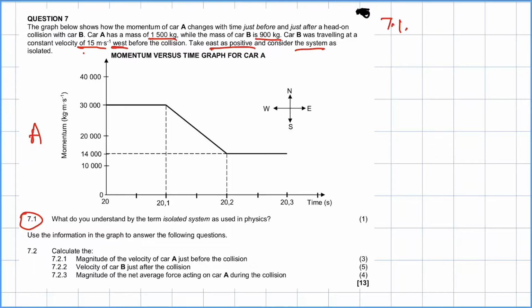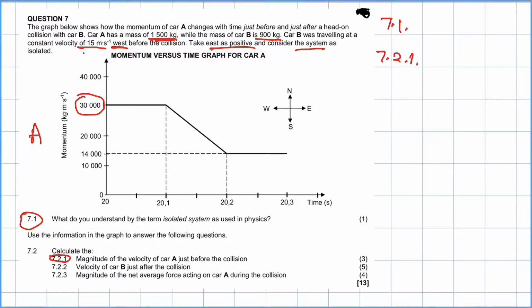7.2. Calculate the magnitude of the velocity of car A just before the collision. That's 7.2.1. So what do we know about car A before collision? We know the momentum, which is 30,000 kg meters per second, and we know the mass of car A as 1500 kg.